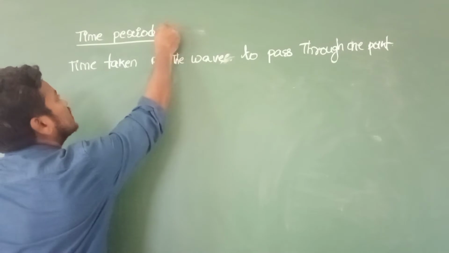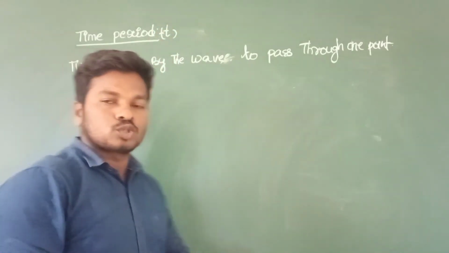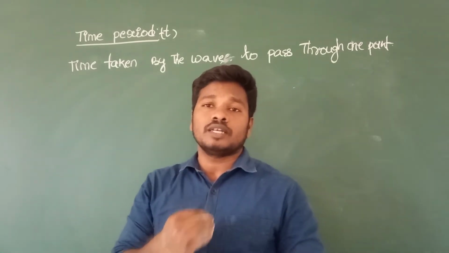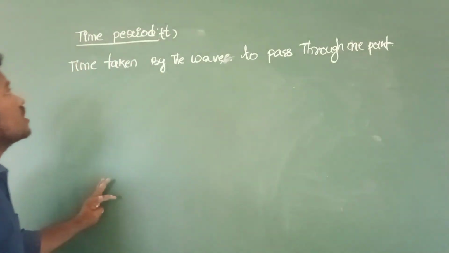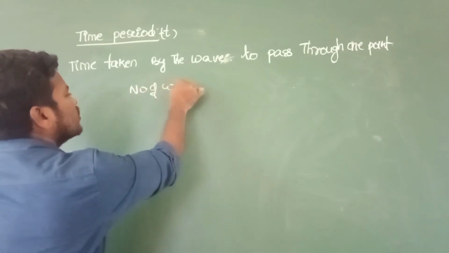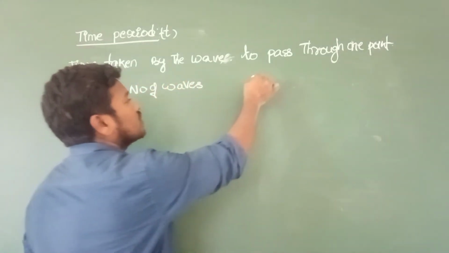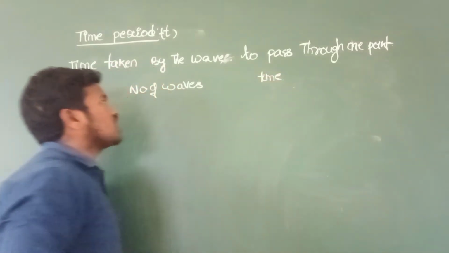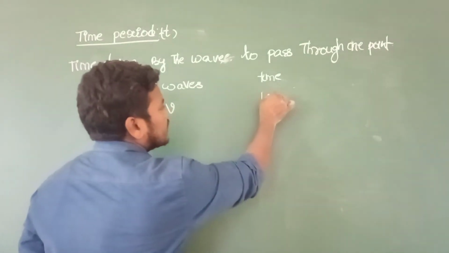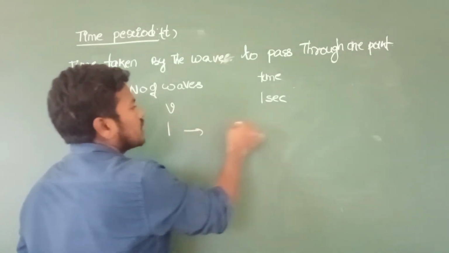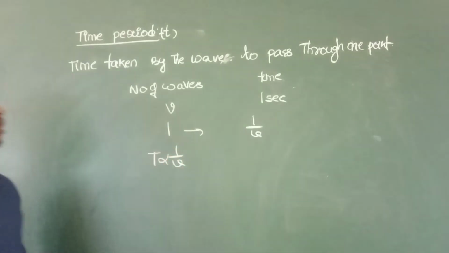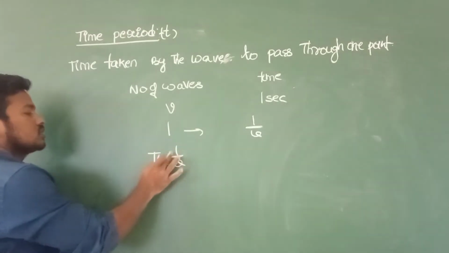Time period T. T is nothing but the time taken by the waves to pass from one point to another point. How much time it takes, that is what we call the time period. By the unitary method we will get the formula, with the number of waves and time. For example, I am considering mu waves in 1 second, so for 1 wave we get 1 by mu. So the time period is nothing but 1 by mu seconds.